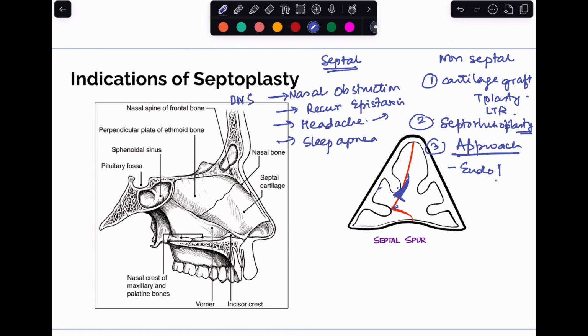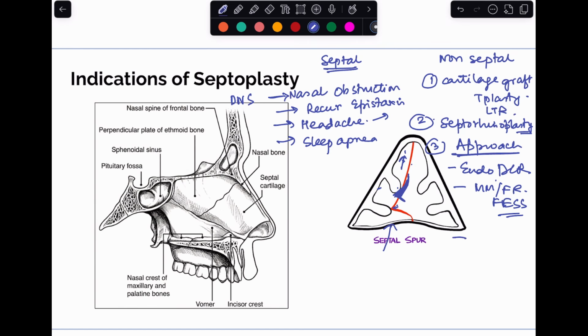endoscopic dacryocystorhinostomy. If you are doing an endoscopic dacryocystorhinostomy and there is a septal deviation present, you will not be able to approach the area that you want to. So in that case, septoplasty is done. Second is if we are trying to approach the middle meatus or the frontal recess in case of endoscopic sinus surgery and the DNS is obstructing the view.